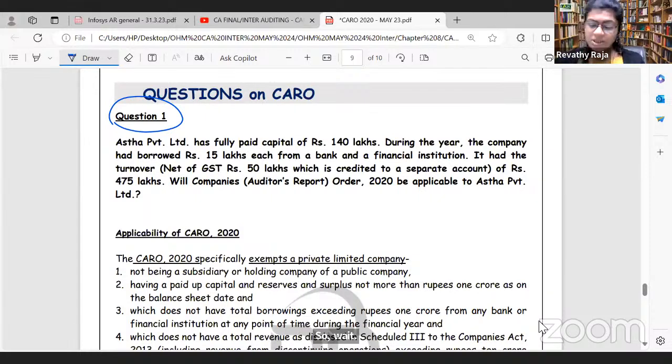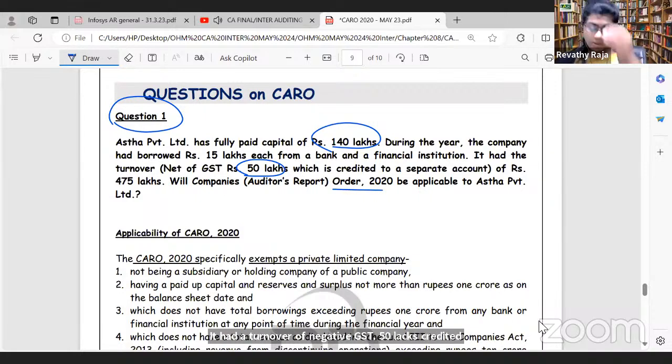Ashta Private Limited has fully paid up capital of 140 lakhs. During the year, the company had borrowed 15 lakhs each from bank and financial institution. It had a turnover, net of GST, of 50 lakhs credited into a separate account. Will CARO be applicable to the company? See, there are two versions for this answer.